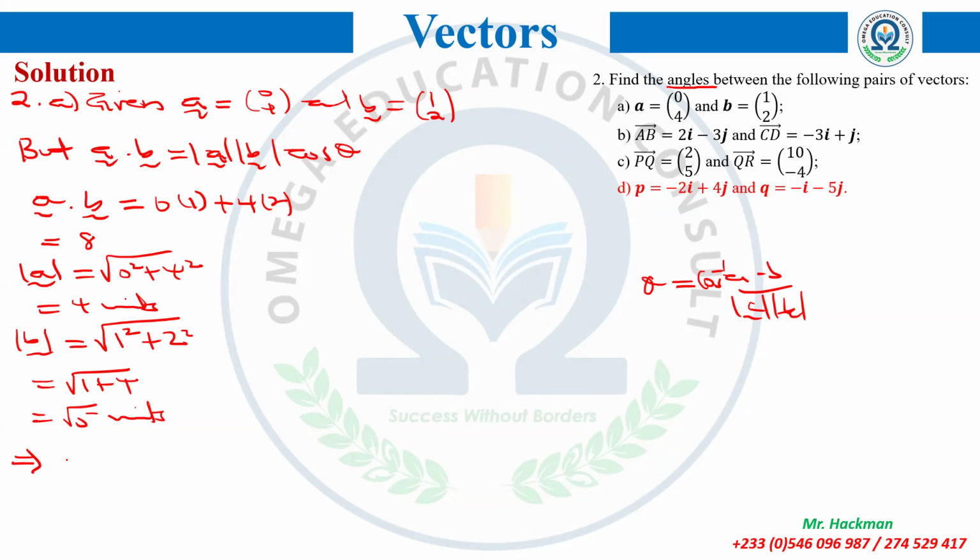So that's going to give us 8 is equal to the magnitude of A, which gave us 4, times the magnitude of B, which gave us root of 5, then cos of your angle theta. So in this case, I'm going to get 8 is equal to 4 root of 5 cos of theta. My professors, are you following?